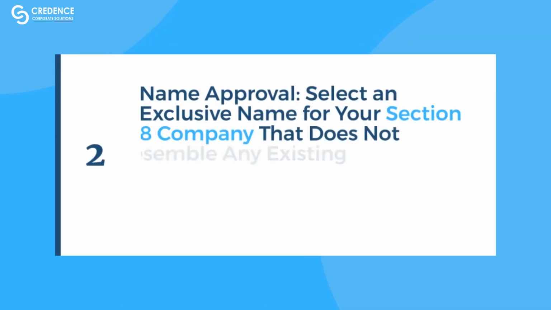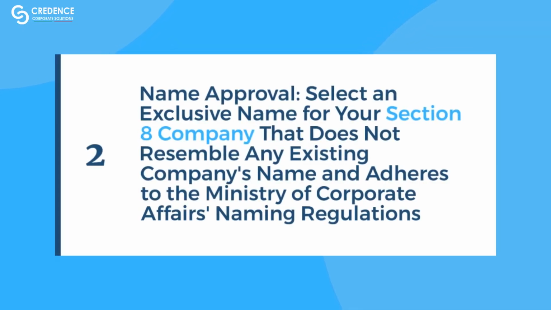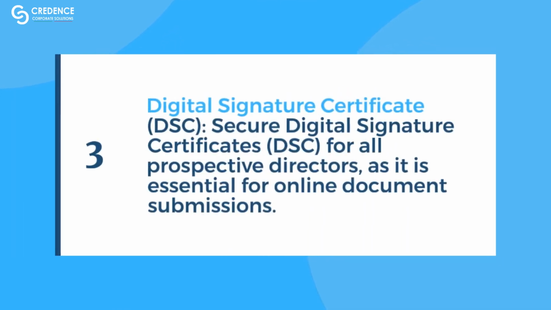2. Name approval. Select an exclusive name for your Section 8 company that does not resemble any existing company's name and adheres to the Ministry of Corporate Affairs naming regulations. 3. Digital Signature Certificate, DSC. Secure Digital Signature Certificates, DSC, for all prospective directors, as it is essential for online document submissions.